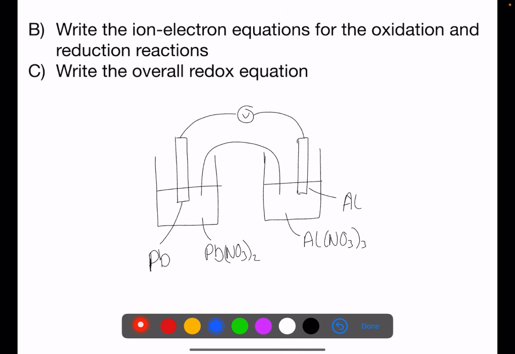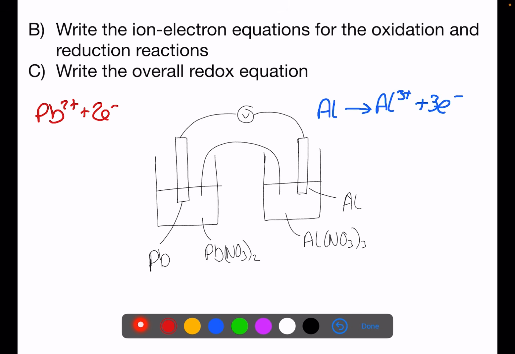That means that we can write out the oxidation and reduction equations. So aluminium is more reactive and therefore will be oxidized. So we'll have aluminium becoming Al3+ plus 3 electrons. Whereas the lead will be reduced. So we're going to have Pb2+ plus 2 electrons to give Pb. So here we have our oxidation and here we have our reduction.